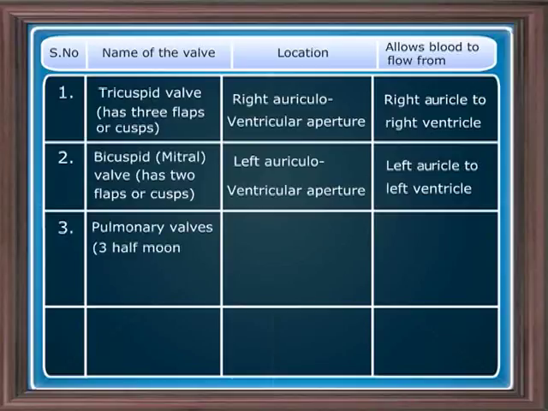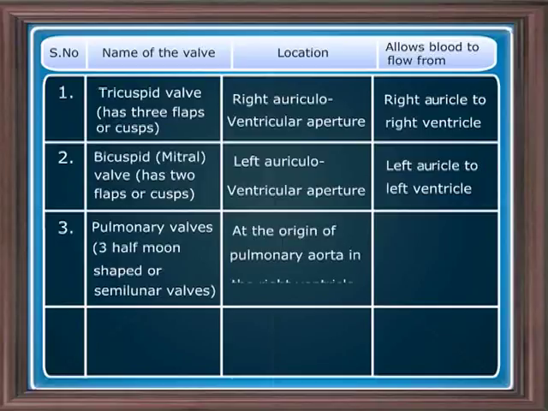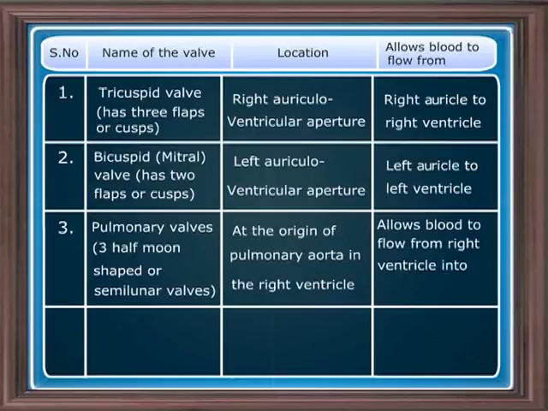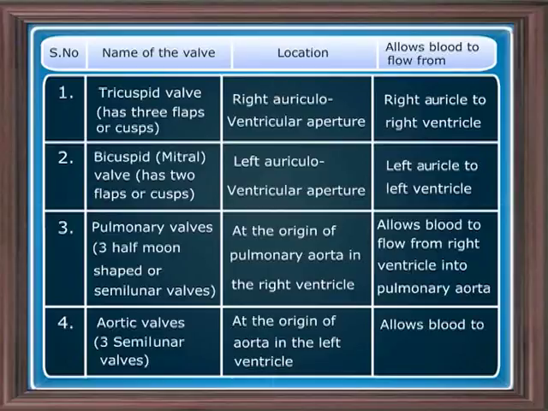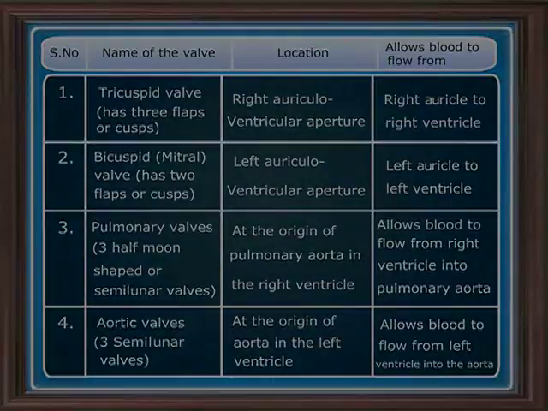Pulmonary valves are 3 half-moon shaped or semilunar valves. They are located at the origin of the pulmonary aorta in the right ventricle. They allow blood to flow from the right ventricle into the pulmonary aorta. Aortic valves are 3 semilunar valves. They are located at the origin of the aorta in the left ventricle. They allow blood to flow from the left ventricle into the aorta.